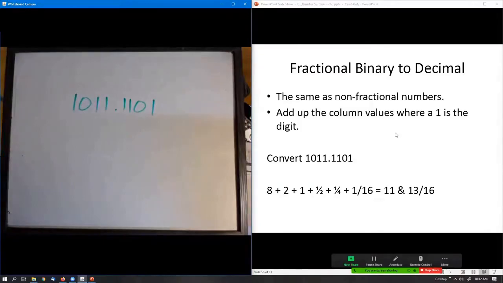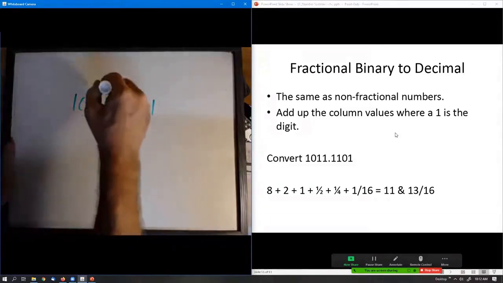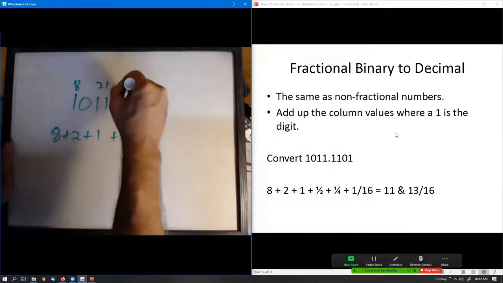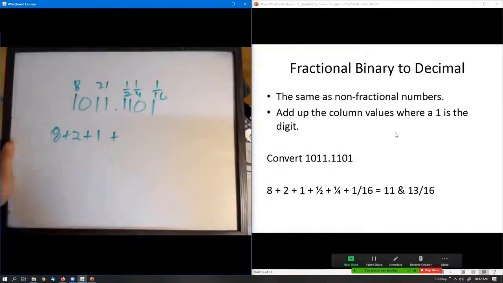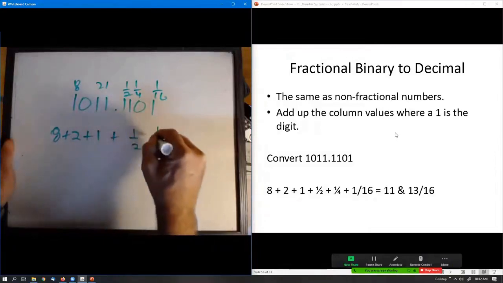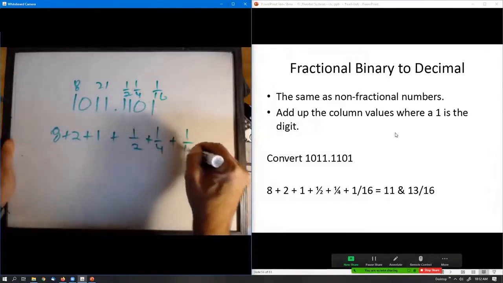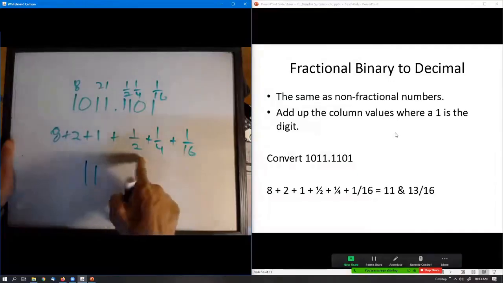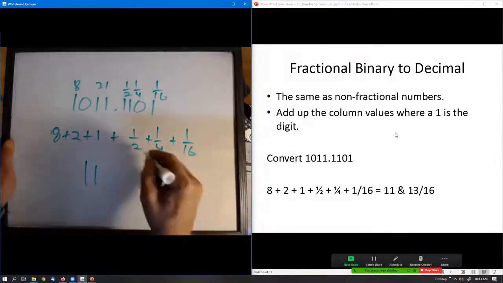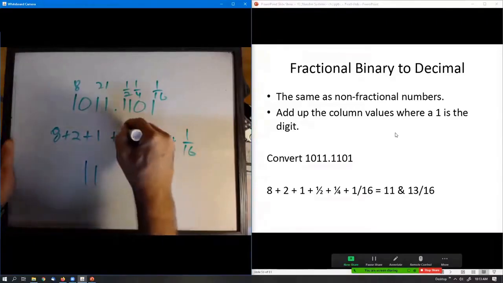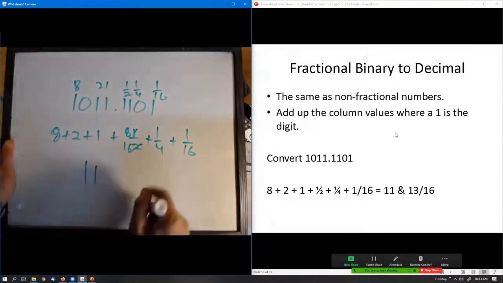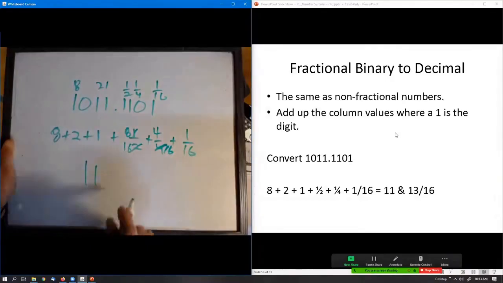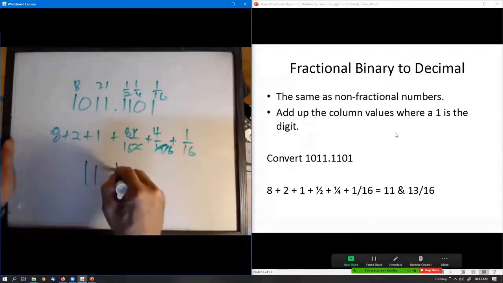1011.1101. Remember those being a mirror image. All right, so what does this mean? This is my 1s, my 2s, my 4s, my 8s. So I have 8 plus 2 plus 1 plus 1/2, 1/4, 1/16. So I add all these things together, 8, 9, 10, 11. And to add the fractions, I have to convert them to 16ths. 2 will go into 16 8 times. 8 times 1 is 8, so that's 8/16. That's a half. 4 will go into 16 4 times, 4 times 1 is 4, so 4/16 is 1/4. Then we just add those things together, 8, 9, 10, 11, 12, 13, 13/16.